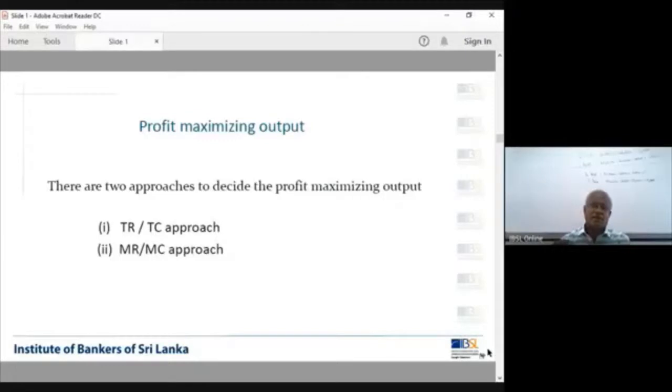Now, the profit maximizing output. We say profit maximization is the key objective. Then what will happen? The company has to decide how much it should produce to get the maximum profit. That is the main question.